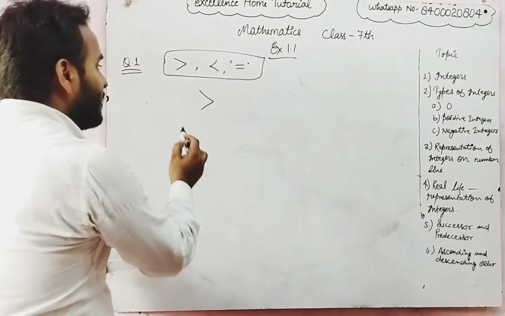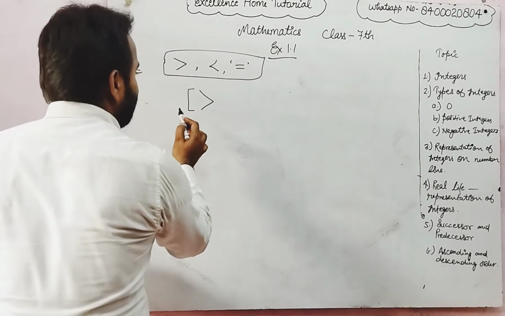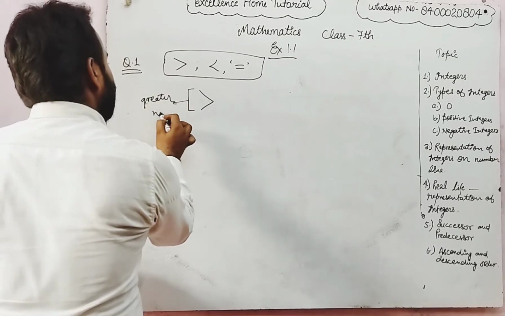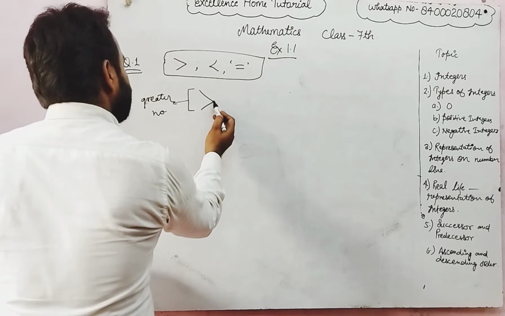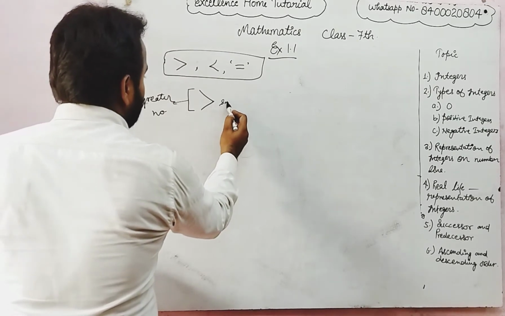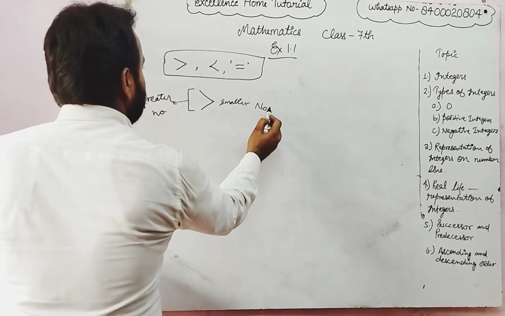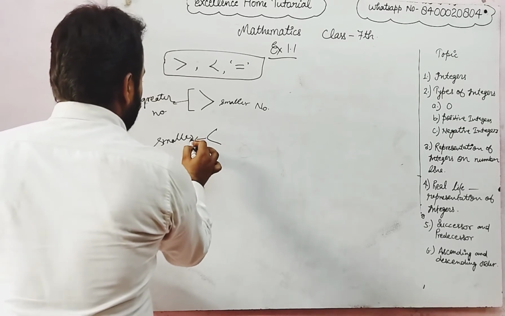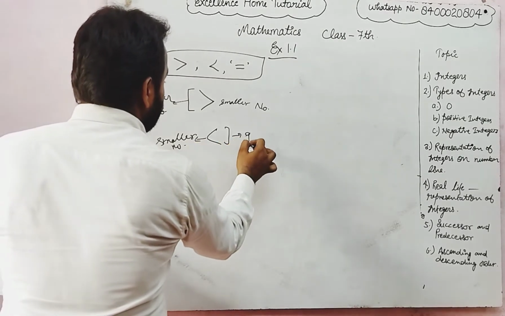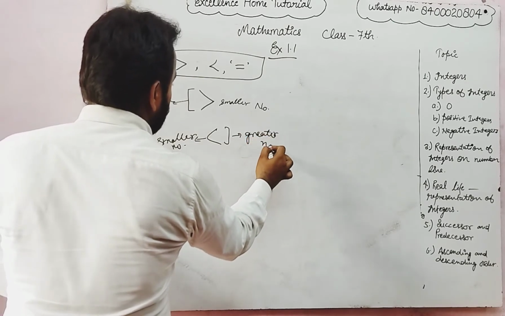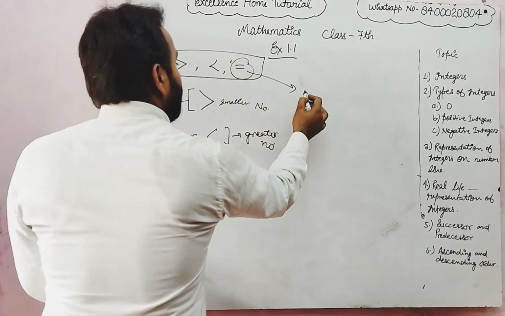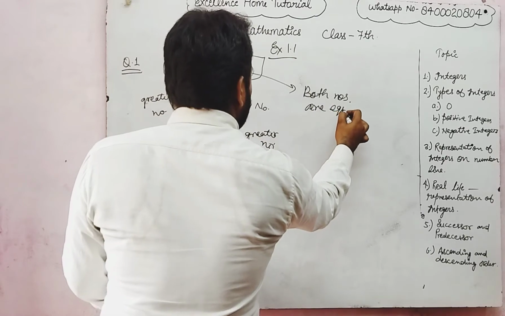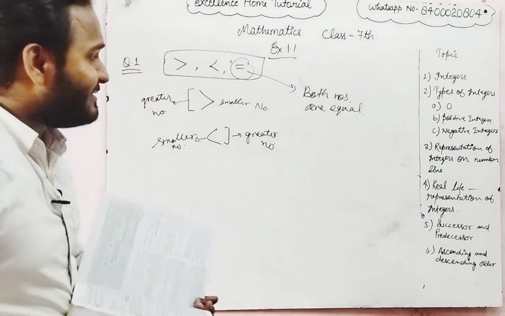In this sign, on the opening side of the sign, the greater number is written. In the closed side of the sign, the smaller number is written. In the similar way, this is the smaller number and this is the greater number. Equal sign is used when both numbers are equal.